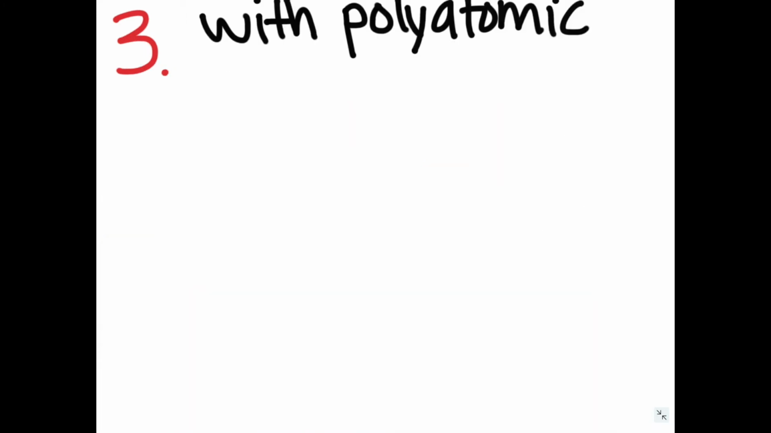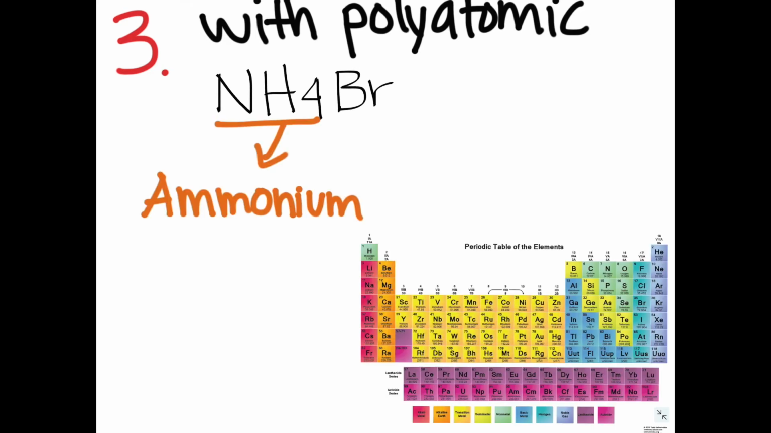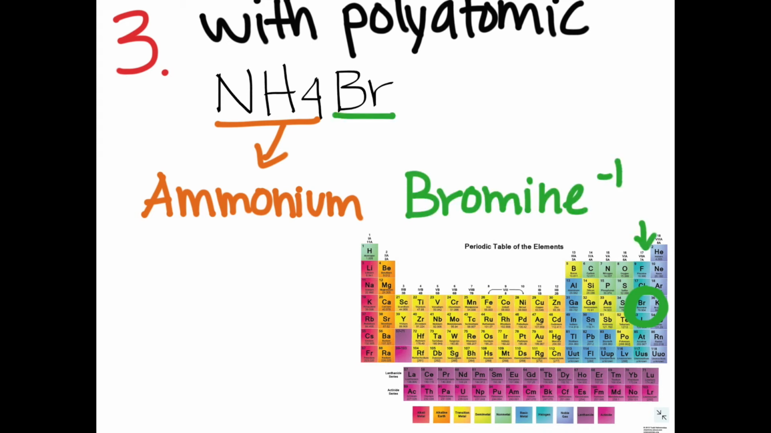The third example will be with a polyatomic ion, NH4Br. NH4 stands for ammonium. And Br, that is in 7A and it's bromine, it has -1 of ionic charge. And ammonium has +1. So the answer will be ammonium bromide. And remember to always end with IDE. Now you know how to solve ionic compounds.